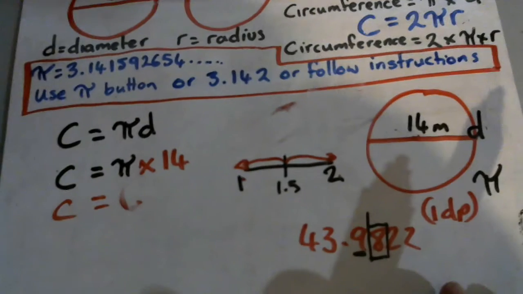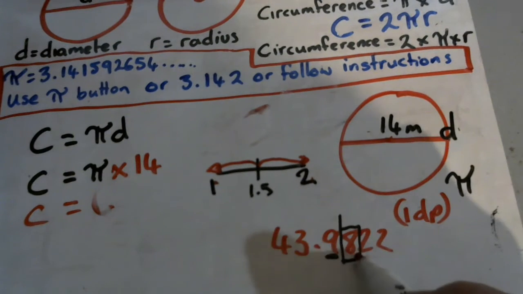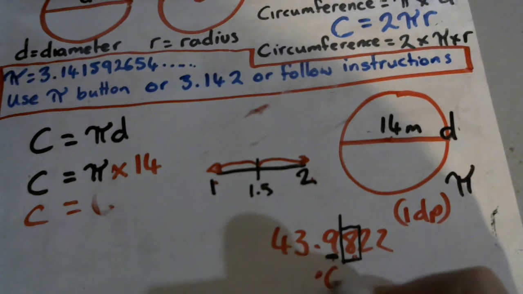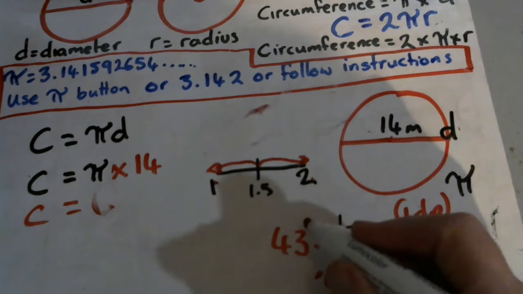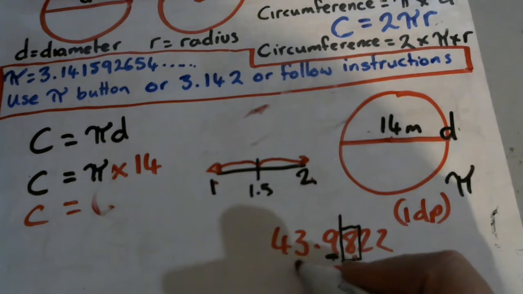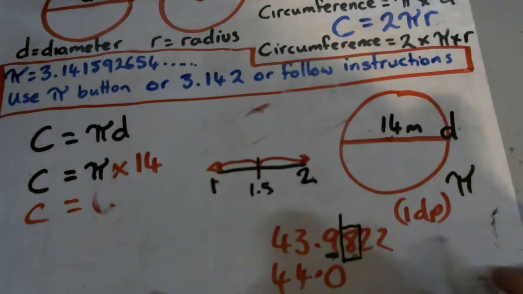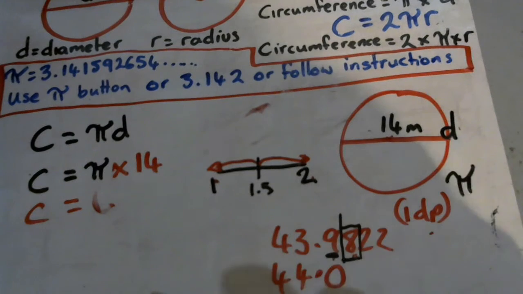So using that knowledge here, the 8 is more than 5, so I need to round up. Well, 9 plus 1 gives me 10, leaves a 0 there, plus 1 more here. So my answer is 44.0. Now I must leave that 0 there for the reason being it shows that I rounded to 1 decimal place. So I leave it there to hold that place.